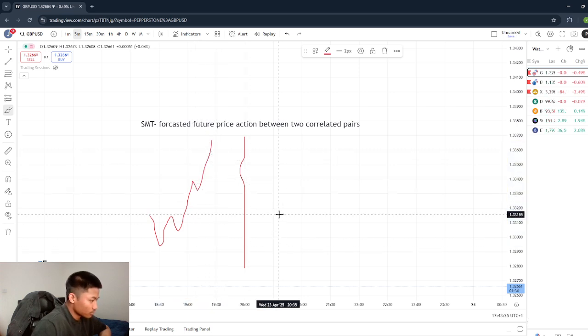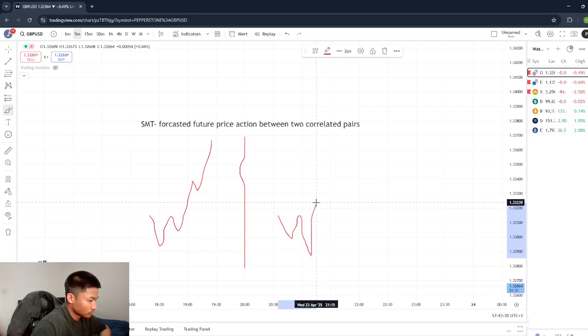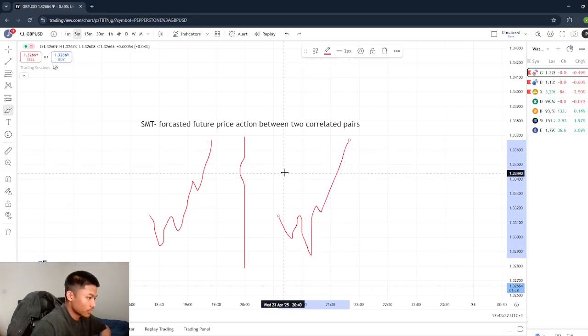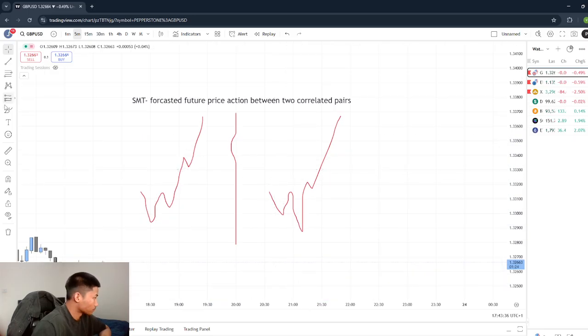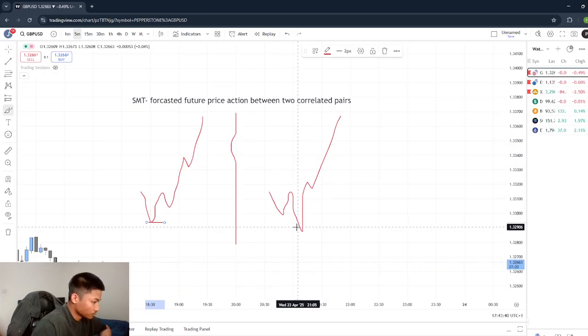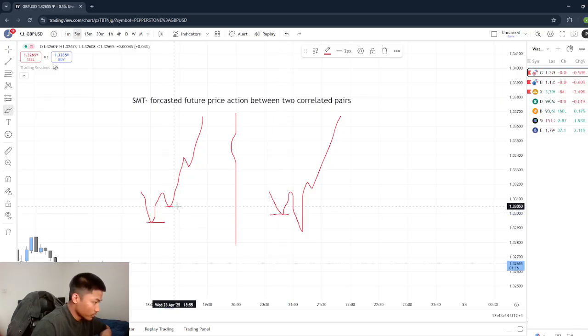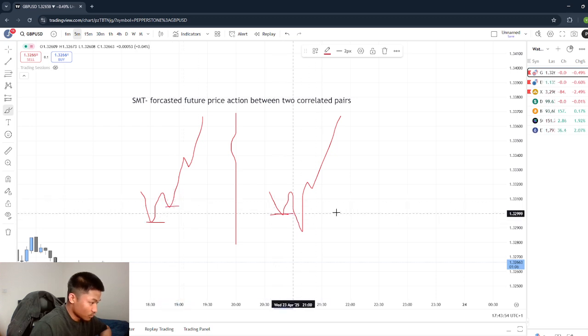Okay, so we got an uptrend here. An uptrend there. Let's say one is EU and one is GU. Okay, what do we have here? We have a low, as well as a low here. We also have another low. The whole point of SMT, when I say forecasted future price action, is this doesn't sweep, whereas this one sweeps.